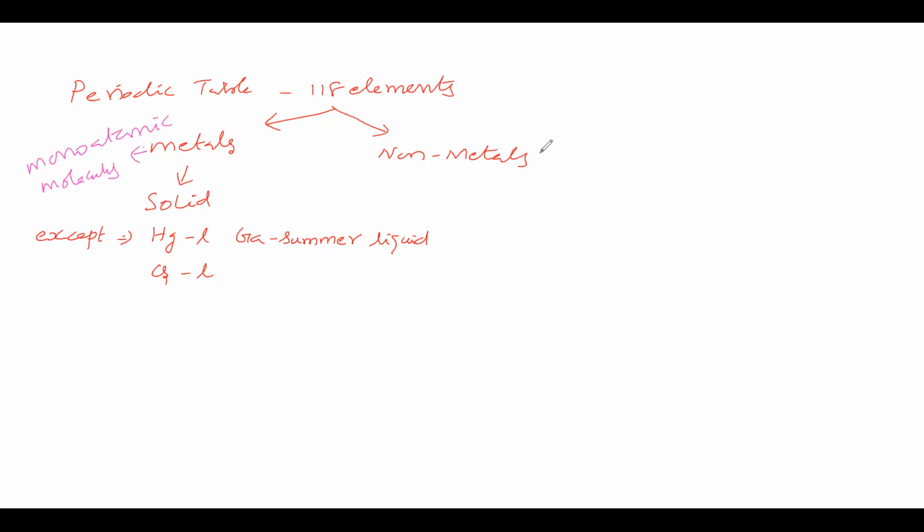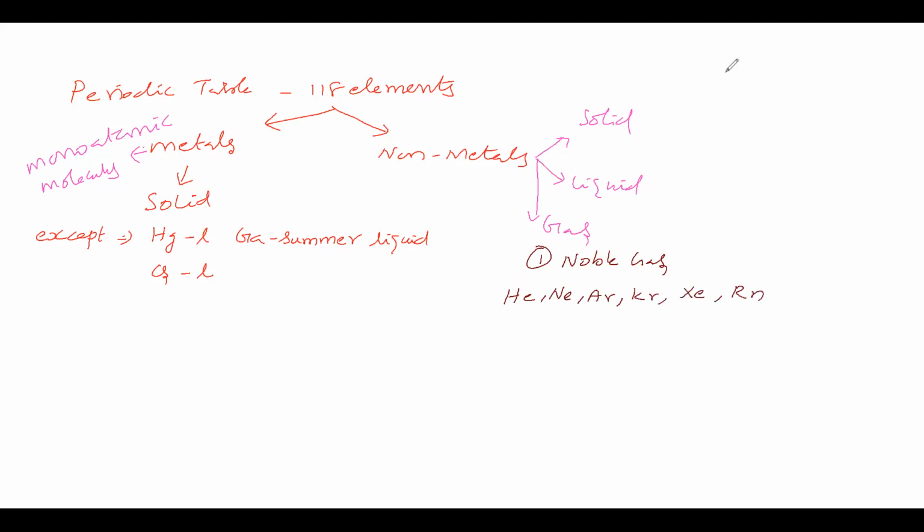Second, non-metals. What are the physical states possible for non-metals? Solid is possible, liquid is possible, gas is possible. Which are coming under gas? Number one is noble gases: helium, neon, argon, krypton, xenon, radon. These noble gases generally exist as monoatomic molecules, which means they exist as atoms.